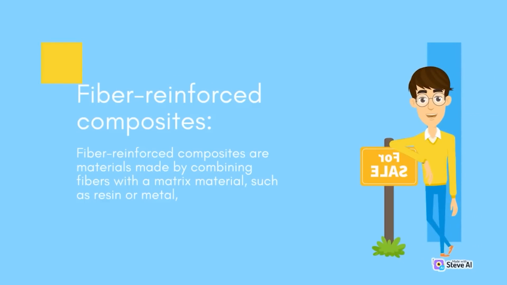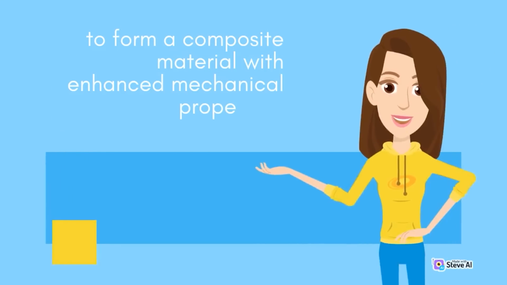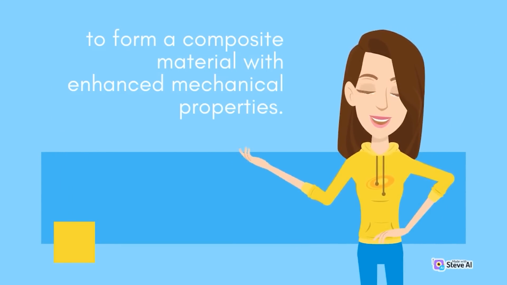Fiber-reinforced composites. Fiber-reinforced composites are materials made by combining fibers with a matrix material, such as resin or metal, to form a composite material with enhanced mechanical properties.